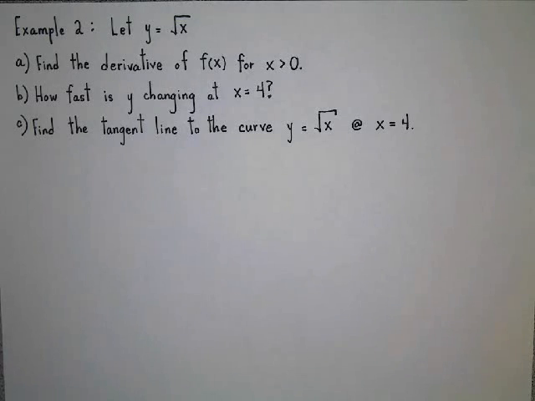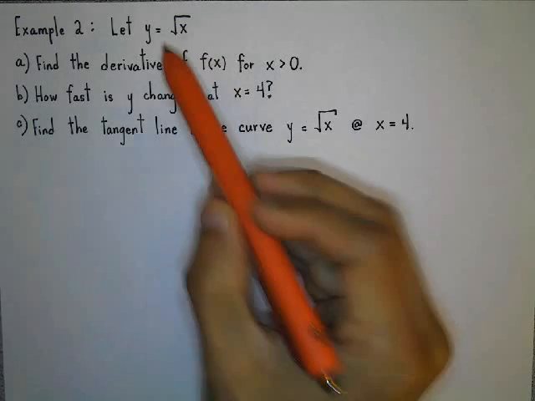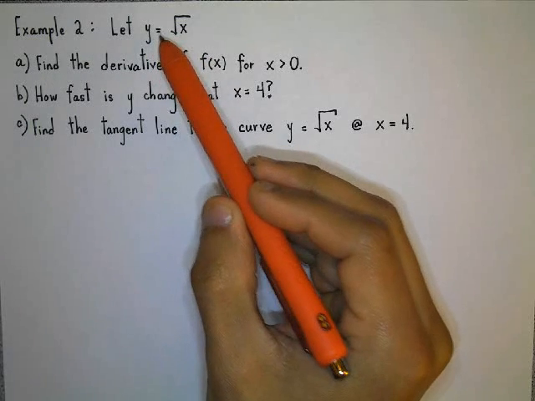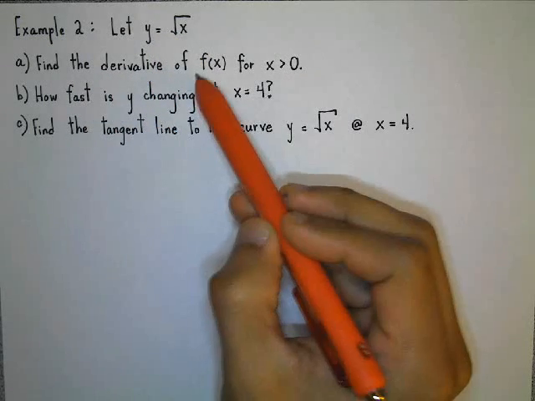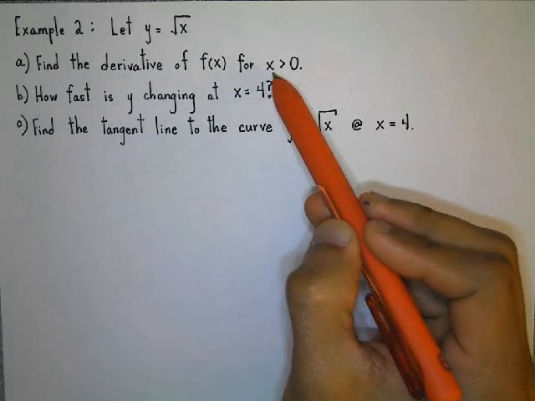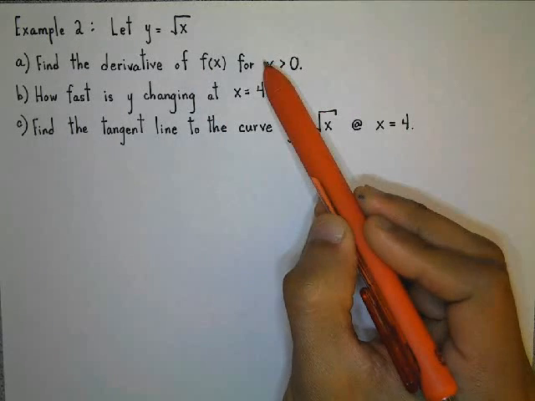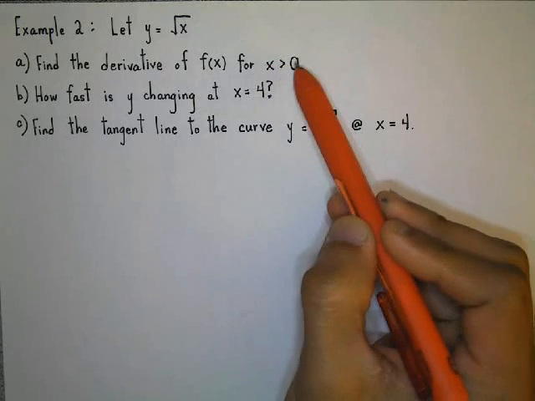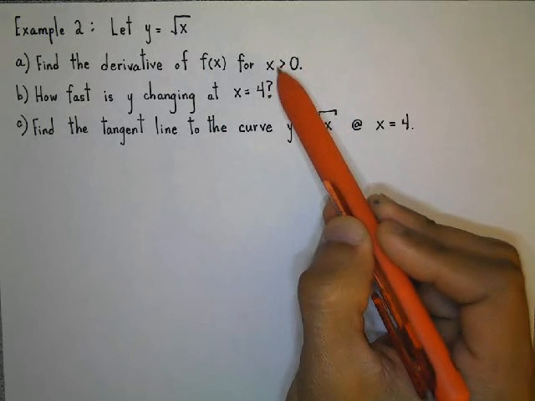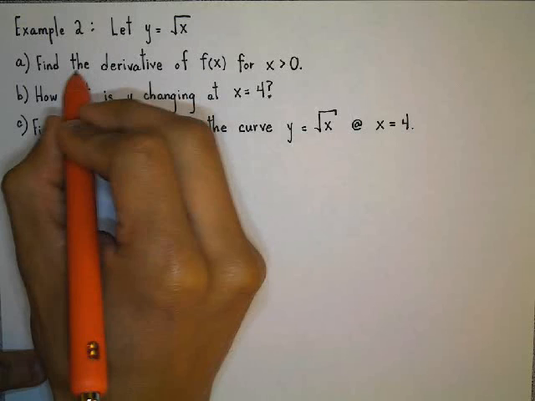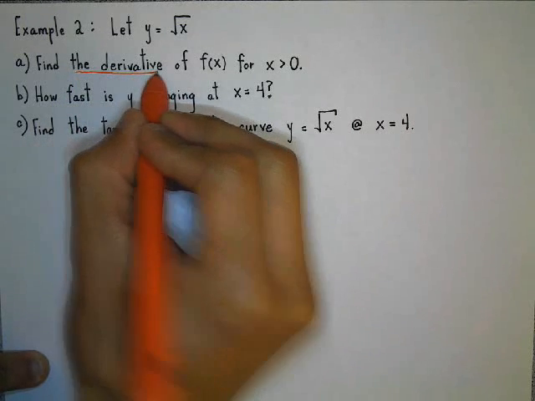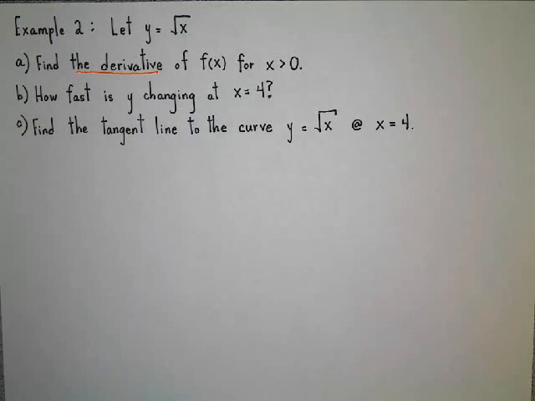Hey guys, so we're going to now dive into example number 2. Here they give us the function y is equal to the square root of x, and they want us to find the derivative of f of x when x is greater than 0. We'll talk a little bit more about why this is here later on, maybe towards the end of the problem. But first step, let's try and find the derivative of this function y equals the square root of x.